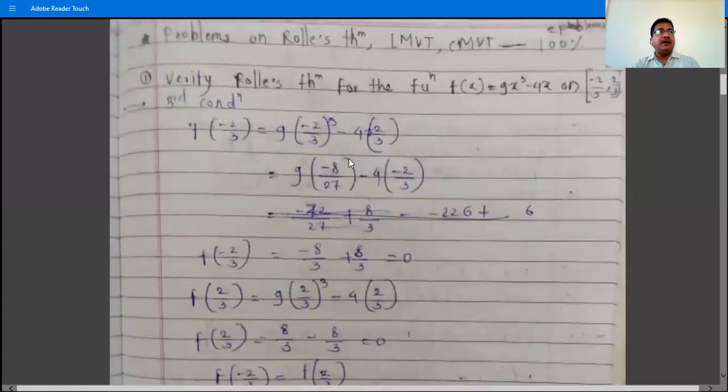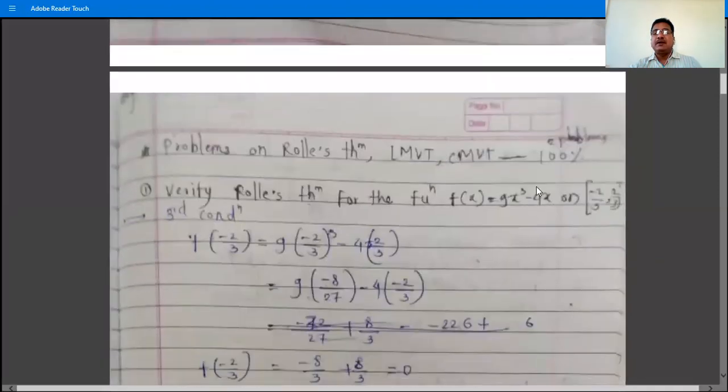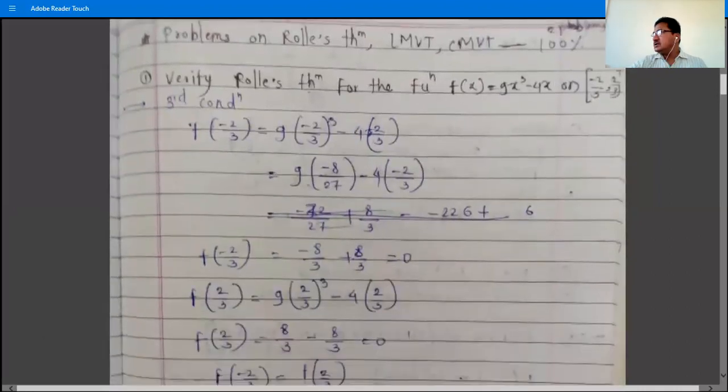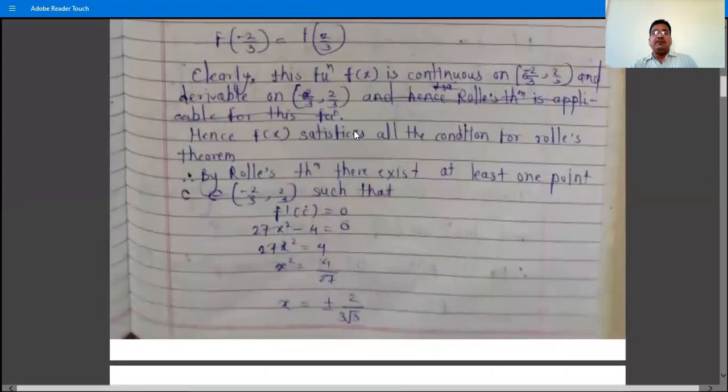Because f(x) is a polynomial function, 9x cube minus 4x is a polynomial function, and a polynomial function is continuous and differentiable everywhere. That's why the function f(x) is clearly continuous on the closed interval [-2/3, 2/3] and differentiable on the open interval (-2/3, 2/3). And hence f(x) satisfies all the conditions of Rolle's theorem.